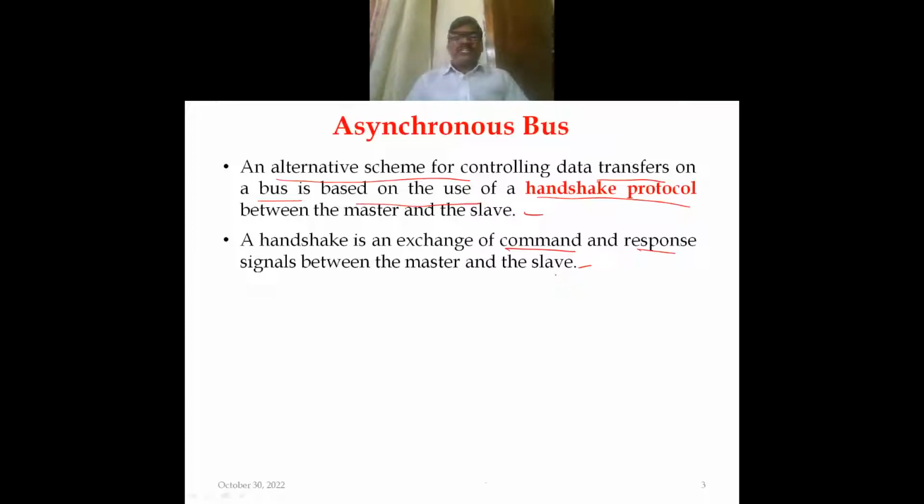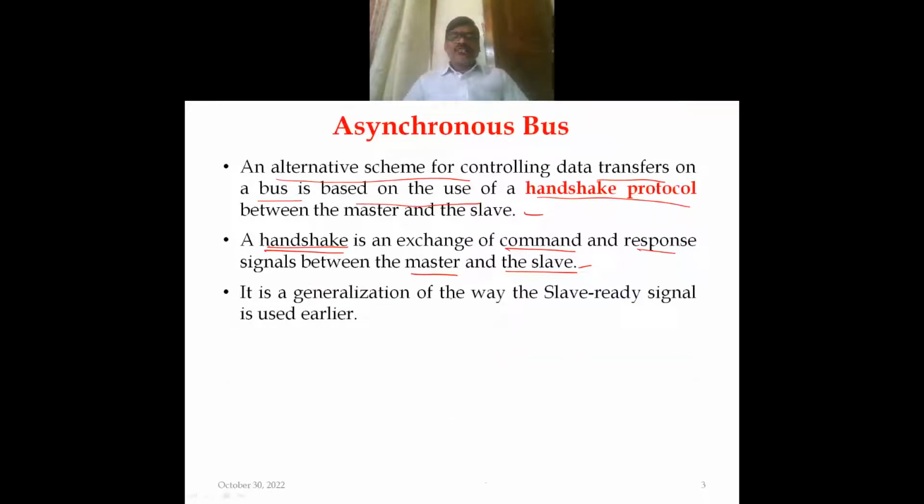It's a common thing basically when we want to communicate between any two devices. First of all, the two devices have to introduce themselves before actual data transfer progresses. That is required when we want to perform the data communication in a proper way. So that is what we call here in our CO terminology a handshake. It is a mechanism which is used for exchanging the command and responses between the master and the slave.